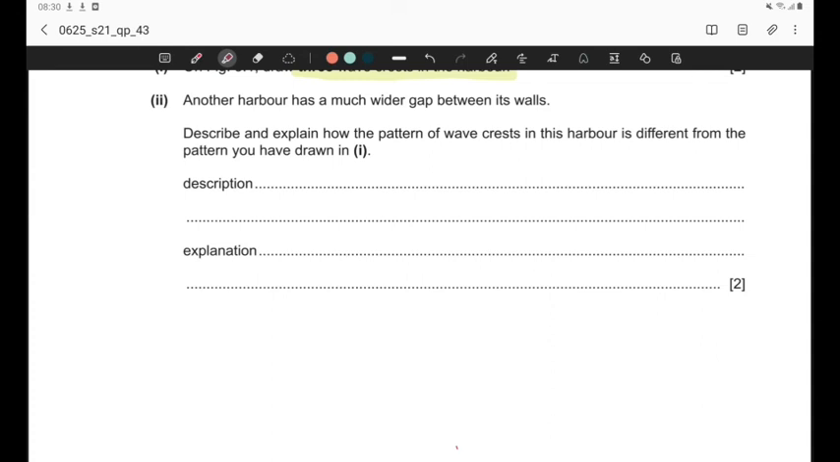Part 2. Another harbor has a much wider gap between its walls. Describe and explain how the pattern of wave crests in this harbor is different from the pattern you have drawn. So in the second scenario, the gap width is wider. In this case, what will happen to the amount of diffraction? This is what we need to know in order to answer this question.